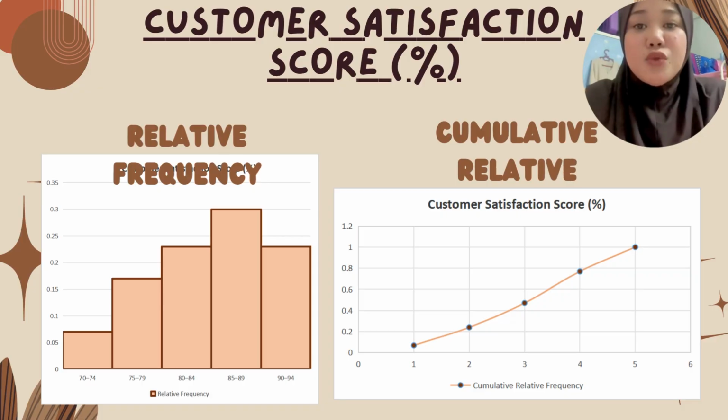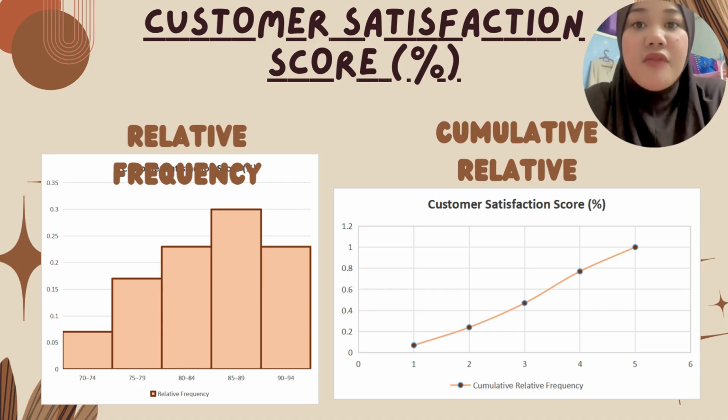This slide presents two types of graphs to visualize the data. On the left, we have a bar histogram representing the relative frequency of customer satisfaction scores. Each bar shows the proportion of customers within a specific score range. For example, the highest bar is at the 85 to 89 range, which means most customers fall into that category.